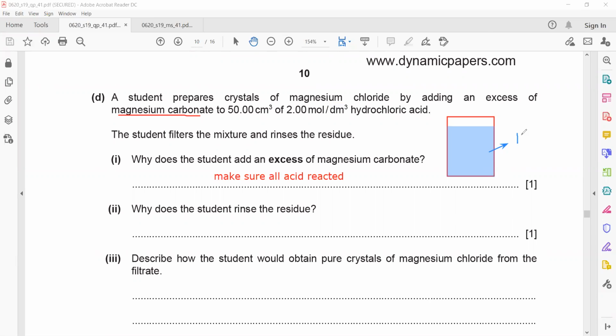Because what happened? First you have HCl. What you did, you're adding excess of magnesium carbonate. When you add more than enough magnesium carbonate, this hydrochloric acid is used up completely. And this hydrochloric acid is now turned into magnesium chloride. And this is unreacted magnesium carbonate. So when you filter it off and rinse, like you wash the residue, what is the purpose? To remove magnesium chloride from magnesium carbonate, or to remove the filtrate.